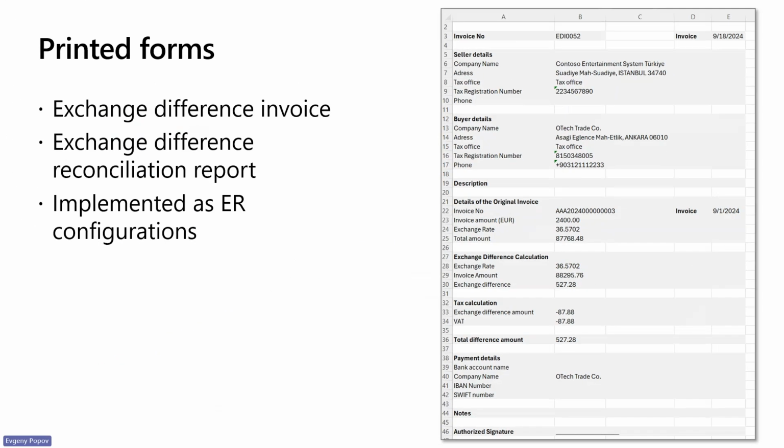And the exchange difference invoicing functionality also includes two printed forms that are implemented as electronic reporting configurations in Excel. You can print an exchange difference invoice to send it to your customer or vendor, which includes all the information about the exchange difference transaction. Additionally, you can print an exchange difference reconciliation report that includes all exchange difference transactions for a customer or vendor in a period, so that you can use it in the reconciliation process.